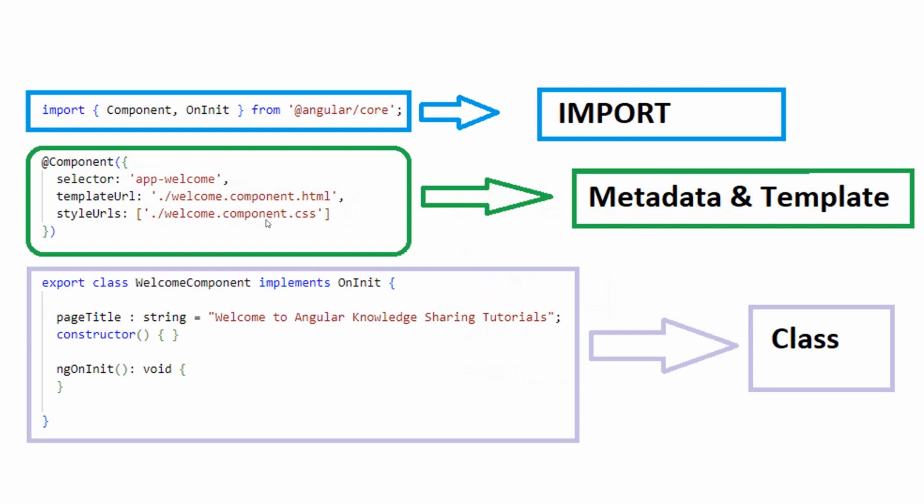Next we can see what the component looks like. We will divide the component into three parts. First is the import section. We have to import from the node modules whatever we need. In this case, whenever we create a component, you can see that Component is imported from the Angular core library. Then you have the metadata and template section, then you have the class section. Don't worry, we will discuss that in a bit.